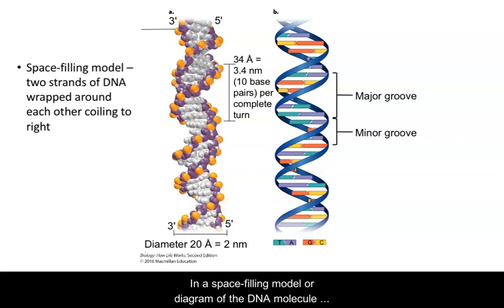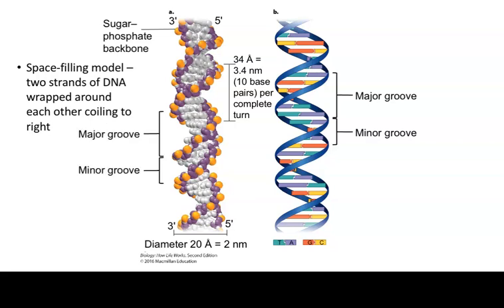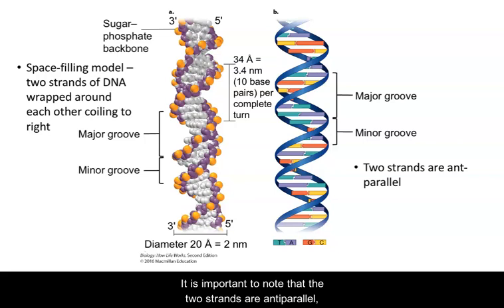In a space-filling model or diagram of the DNA molecule, there are two strands of DNA wrapped around each other to form a helix coiling to the right. The sugar phosphate backbones wind around the outside of the molecule and the bases point inward. The outside contours form an uneven pair of grooves called the major groove and the minor groove. It's important to note that the two strands are anti-parallel, which means that they run in opposite directions.